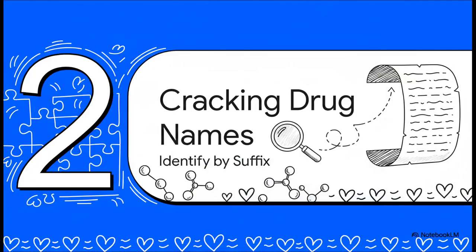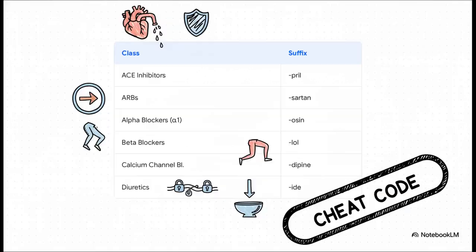All right, knowing the classes is a great start. But how do you look at a specific drug name and know where it fits? Well, the secret is hidden in plain sight. It is all in the suffix, the end of the word. And here it is. This is your cheat code. ACE inhibitors almost always end in pril. ARBs end in sartan. Alpha blockers end in osin, and beta blockers famously end in lol. The pattern keeps going. Calcium channel blockers end in dipine, and a whole lot of diuretics end in ide.